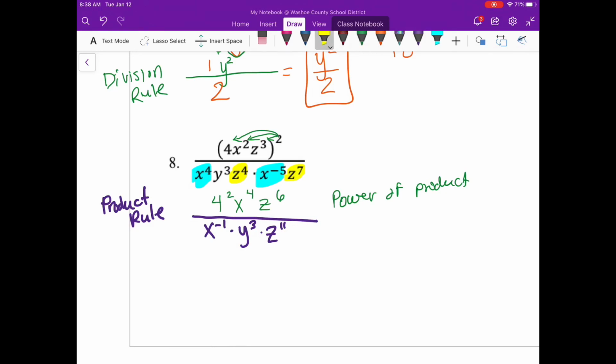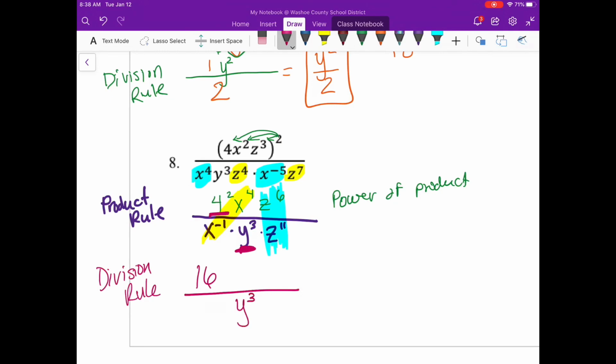And then I'm going to use the division rule. So the division rule means I'm going to look at my x's in the numerator and denominator and simplify by subtracting. Same thing with my z's here. So division rule. And you can also simplify things when you're doing these steps. So like 4 squared, I know is 16, okay? So that's going to go in the numerator. Something that's not going to move yet, at least, is the y to the 3rd. All right, so stuff like that you can just keep there.